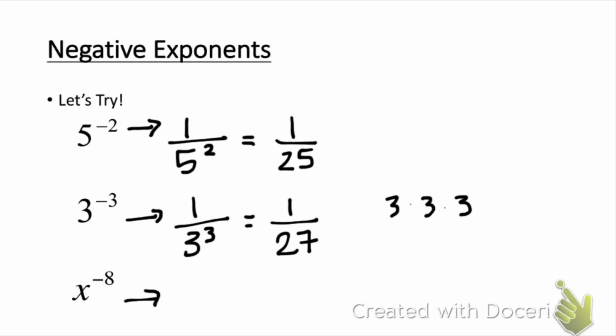Last but not least, x to the negative eighth. That can be rewritten as what? That can be rewritten as 1 over x to the 8th. Since we don't know what x is, we can't really take it a step further. It's just going to stay like that.